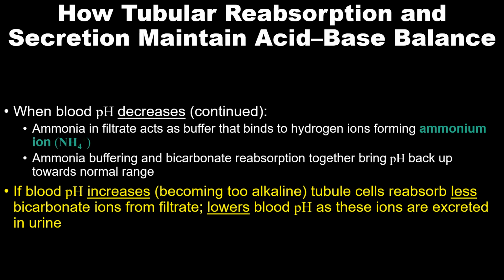On the other hand, if the blood pH increases, making it too alkaline, the tubule cells will instead refuse to absorb bicarbonate ions from the filtrate. Instead, they will excrete them into the urine, lowering the pH of the blood.